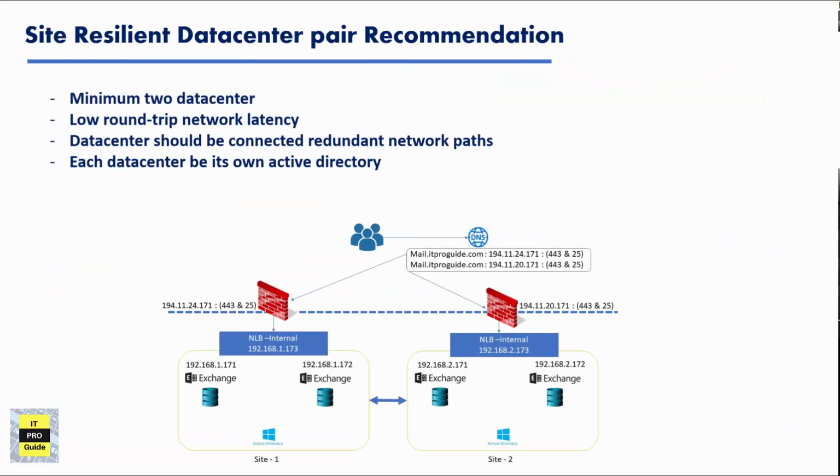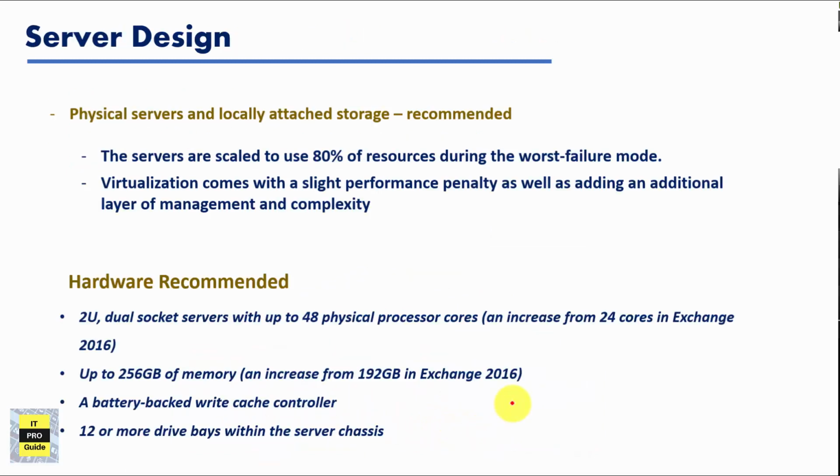Next is about the site resilient data center pair recommendations for Exchange server. For high availability between the data centers or between multiple sites, the minimum requirement is that you need a minimum of 2 data centers. And also you need to choose a network design with a low round trip network latency, and it is also recommended to keep a redundant network path between the data centers. Sometimes it is difficult because of the cost. And also it is highly recommended that each data center should hold its own Active Directory as a secondary site.